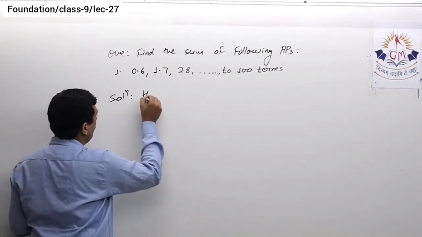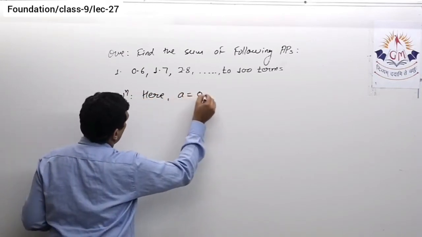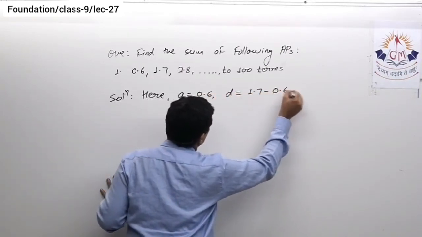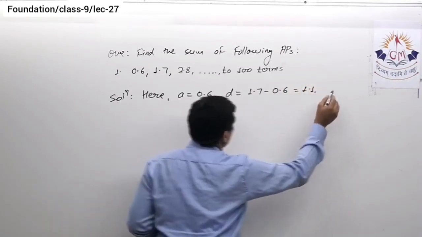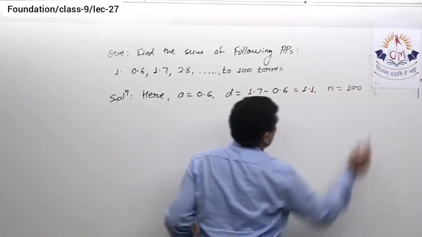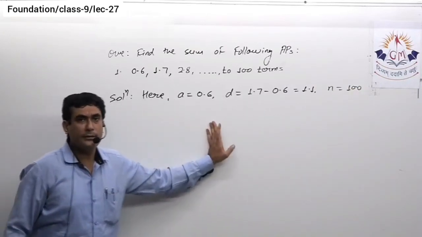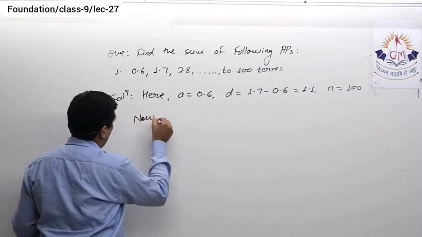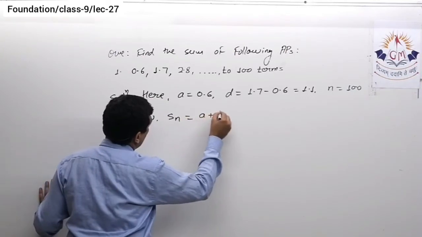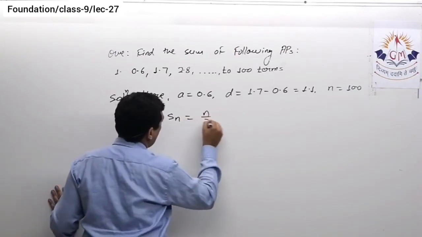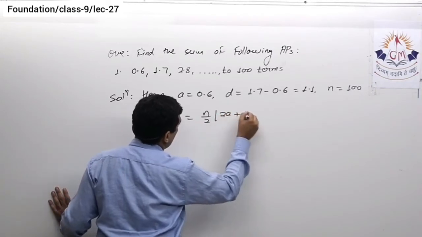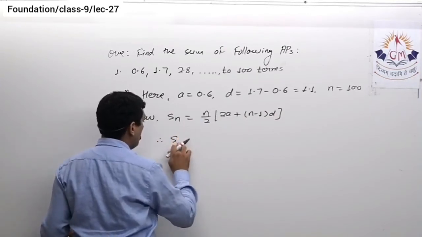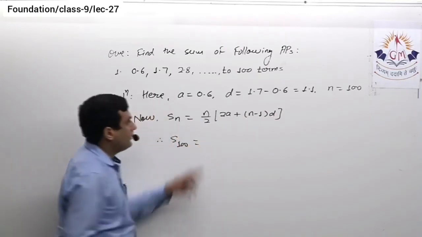So here simply we can say a is equal to 0.6. Now d is 1.7 minus 0.6, that is 1.1, and n is 100. That means we have to find the sum of 100 terms of this AP. Now the formula: Sn is equal to n by 2, 2a plus (n minus 1) into d.